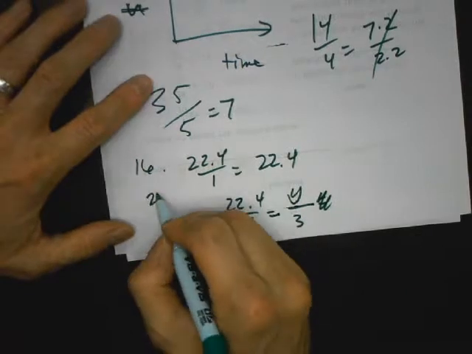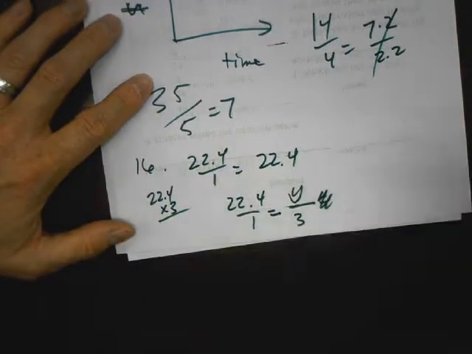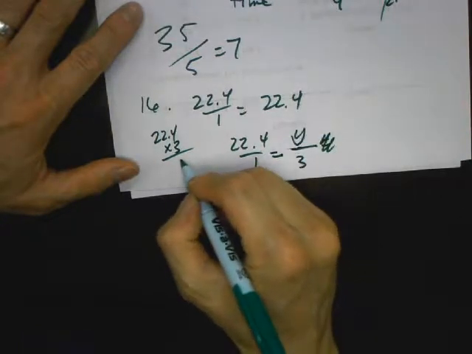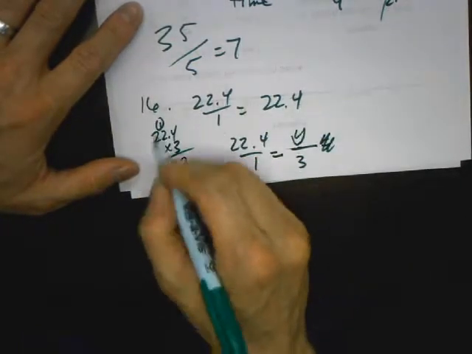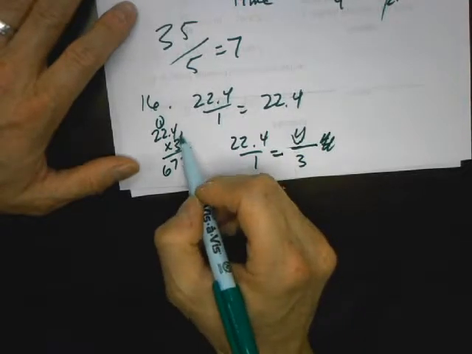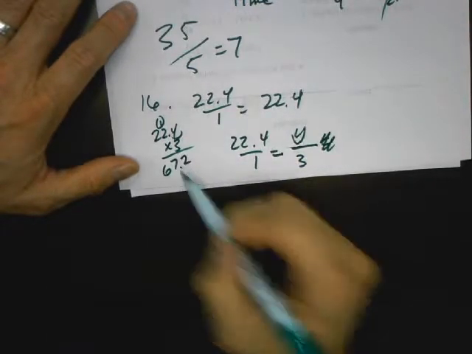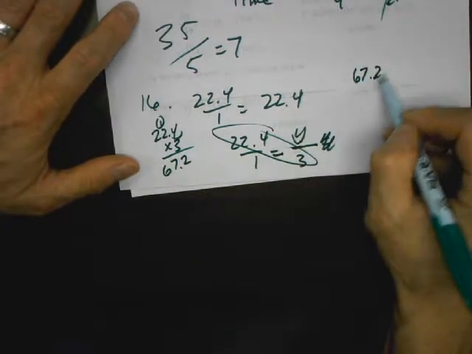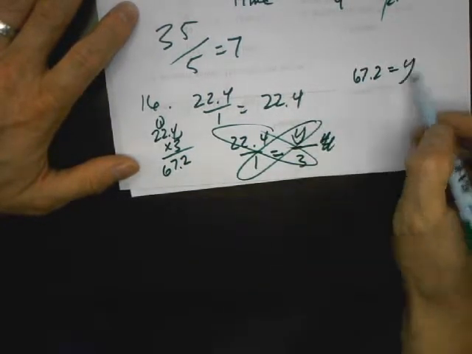So I cross multiply, I go 22.4 times 3. Pretend there are no decimals, right? I'm just multiplying 224 times 3. So I got 12, 6, 7, 6. Then I count all the decimals for both numbers, and from the right I add them in. So this times this is 62 and 2/10. Y times 1 is just y.